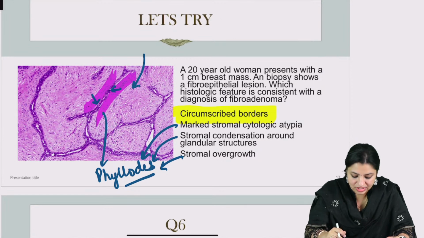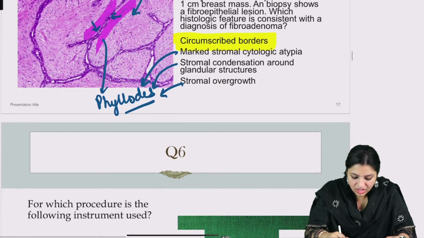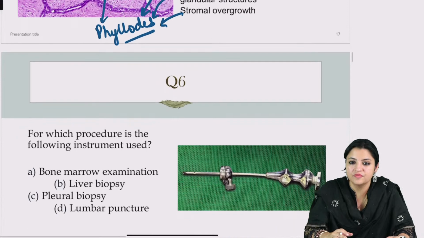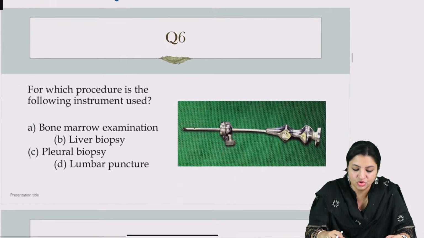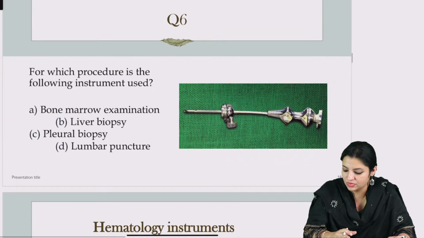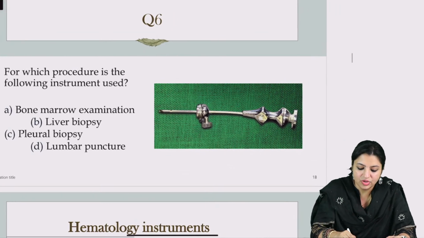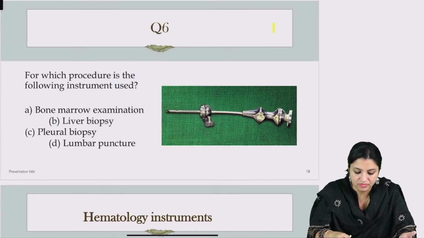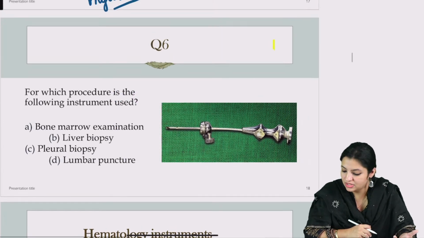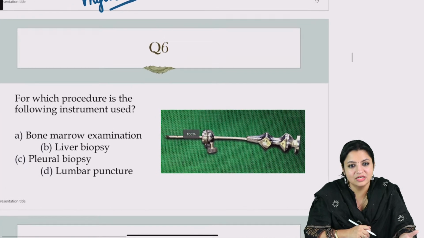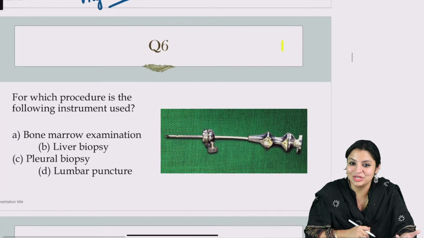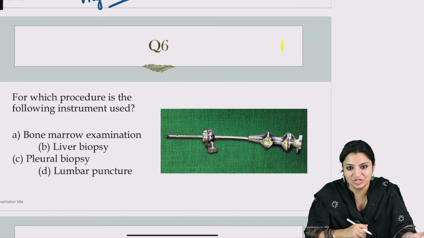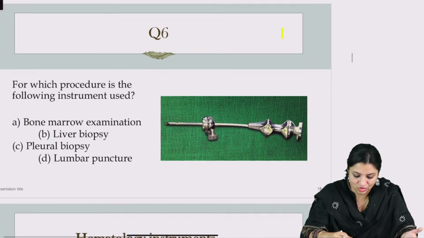Now let's go to the next question, guys. So this is a googly question. Very easy googly question. I am sure all of you will be able to answer this. For which procedure is this instrument used? What is this needle? Everybody knows this, isn't it? I don't even need to tell you. This is a bone marrow aspiration needle. A googly question should be known to everybody.